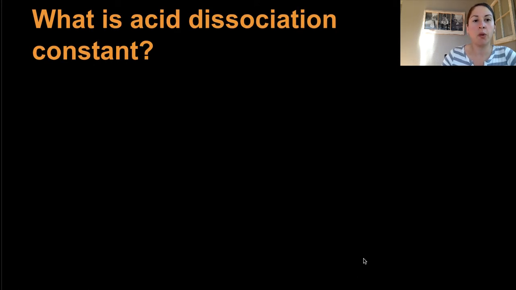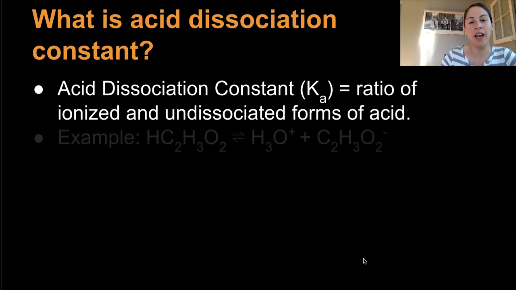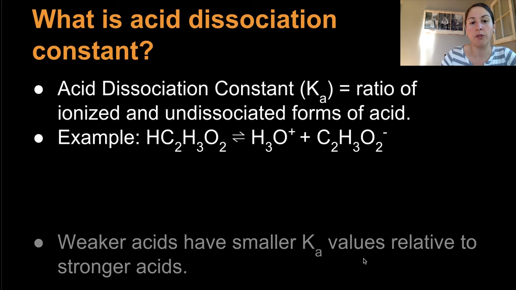So we need to know about acid dissociation constant. So when we have these weak acids, and we can even look at strong acids with this as well, we want to know the relative strength of these acids. And so acid dissociation constant is Ka. So this is an equilibrium thing again. And it's the ratio of ionized and undissociated forms of an acid. And so we have this example right here. So here's our acetic acid again that's been added with water, and when it does that, it's going to break apart into those ions, and we're going to form the equilibrium.